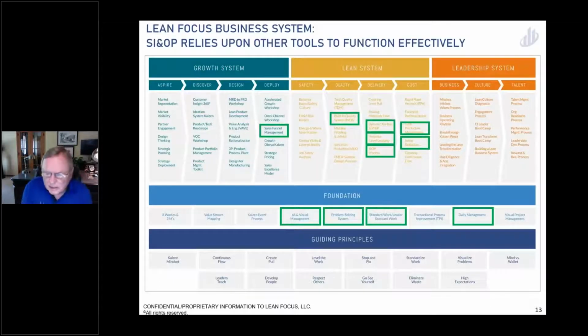This is not, again, a standalone process. If you look at our lean focused business system, you can see some of the areas highlighted that all need to be connected to it. With any process, standard work, leader standard work, daily management, problem solving, all these things are very integral to a successful SIOP process.